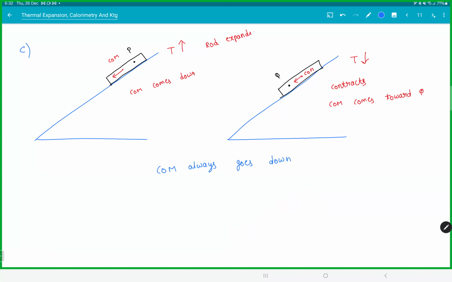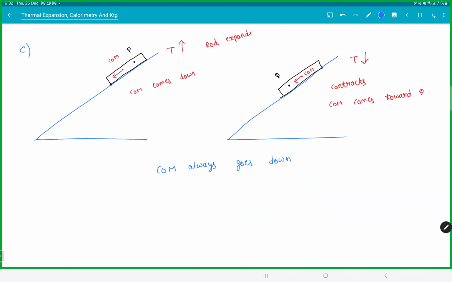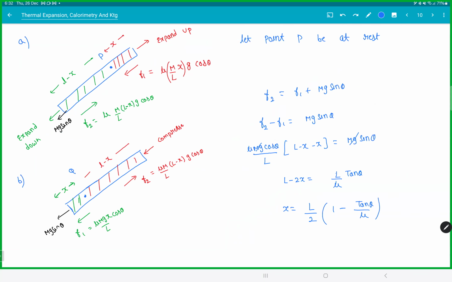Got this? Easy one. So the only thing that I used here is if P and Q are at rest, the remaining rod will either go towards P or away from P. So that is the only thing there. Any doubts on this? There, it's a question based on friction. Next one.